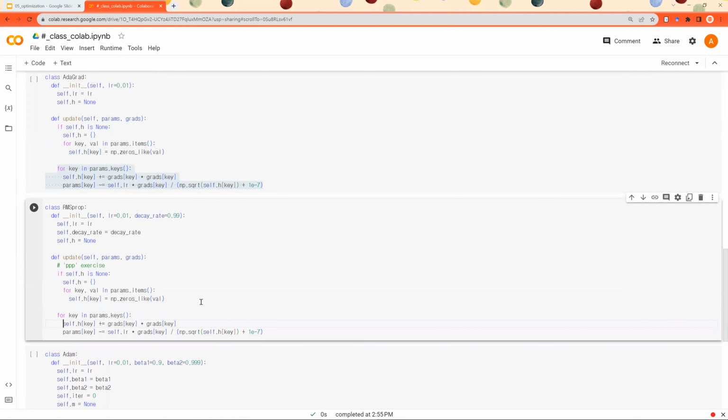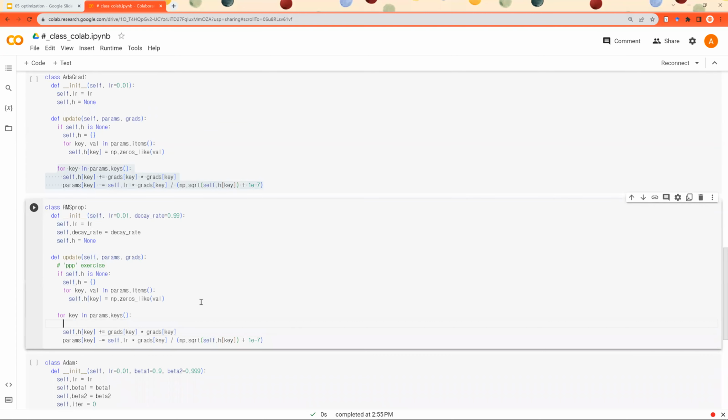However, the difference is that rather than just accumulating these values, we have one more step. We are multiplying the decay factor, the decay rate, to the previously accumulated gradients, and then 1 minus self decay factor rate to the new gradient. And this part is just the same.